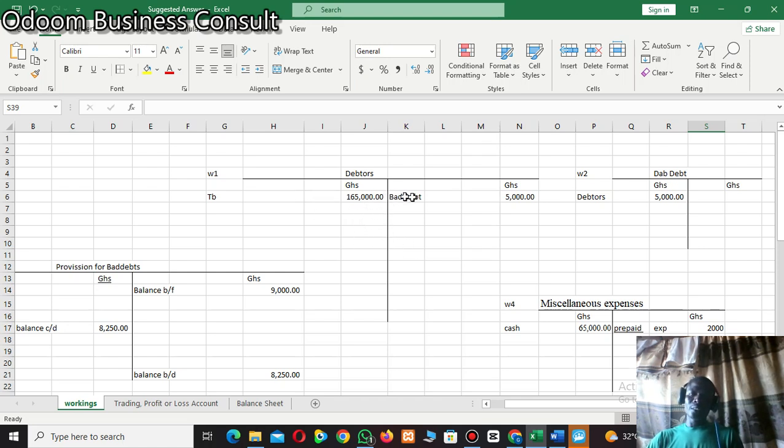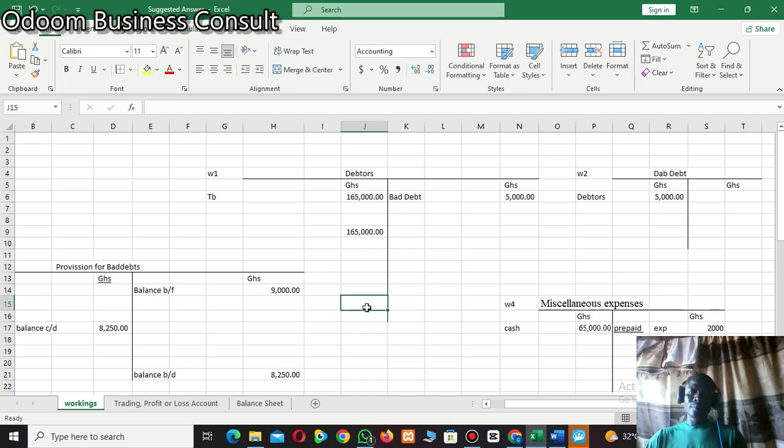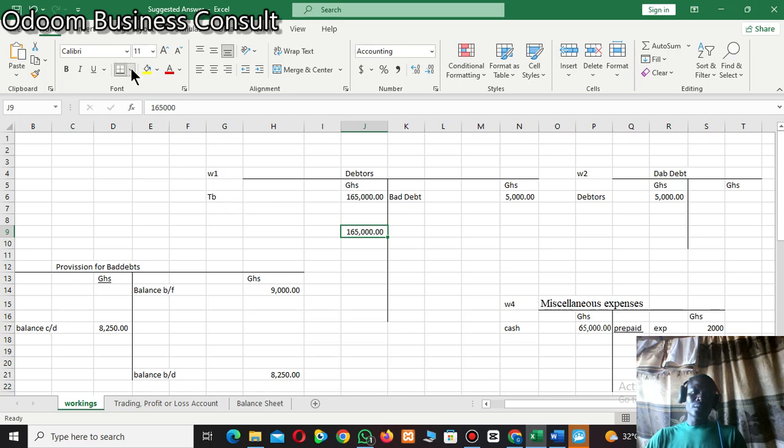So this and that, which side is having the bigger amount? The other side is having 165,000. Here is having 5,000. Obviously this is bigger, so this amount becomes the total for both sides. So we have 165,000 as the total. Okay, so let me close the account.